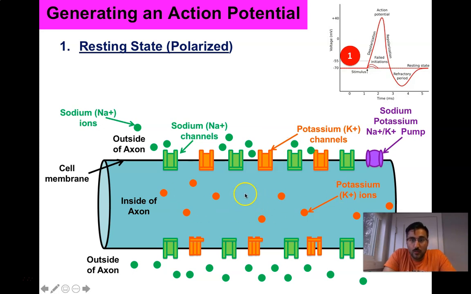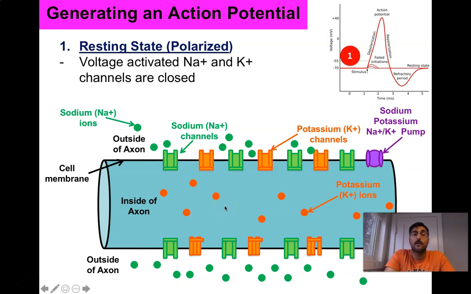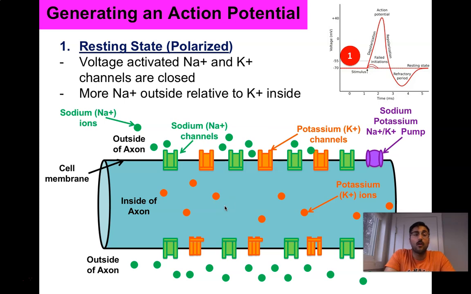All of our orange sodium are inside because the king is always inside his castle, and there's far more potassium, or sorry, the potassium, the Ks, are inside. King is always inside his castle, and there's far more sodium, green dots, outside the membrane. So the outside is more positive compared to the inside. Our resting membrane potential is negative 70 millivolts, and all the channels are closed.